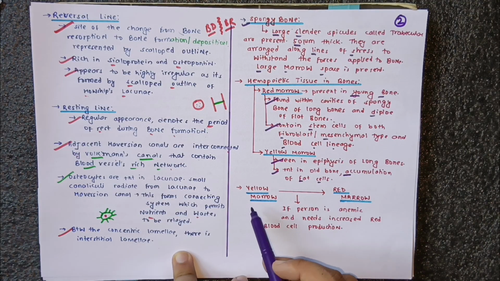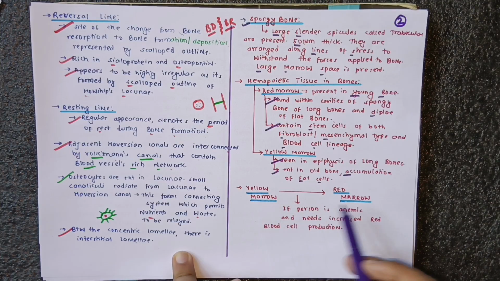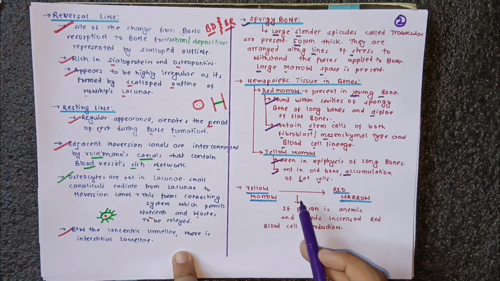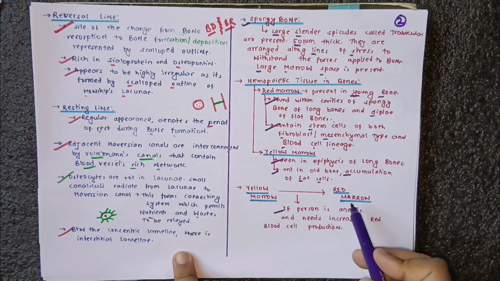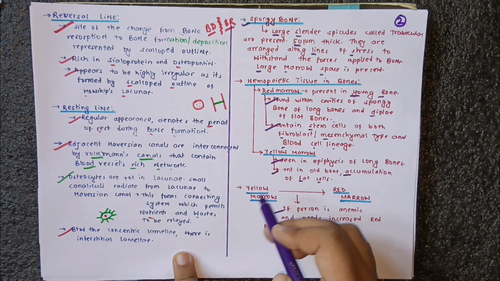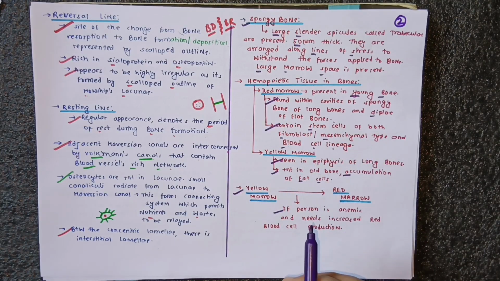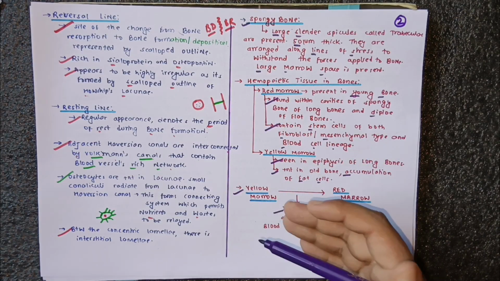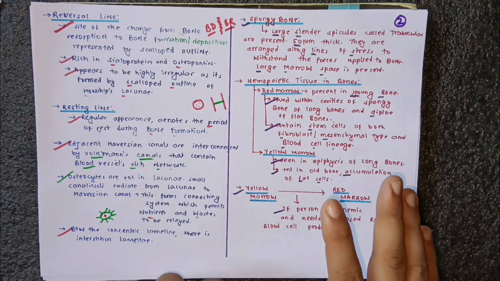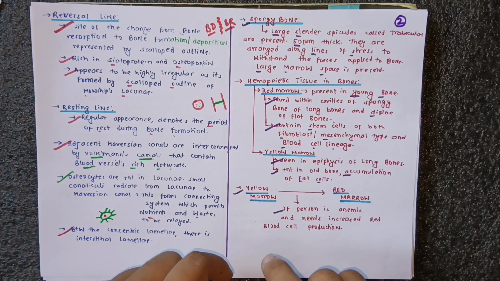Now, another point: this yellow marrow can be changed into the red marrow. If the person is anemic and needs increased red blood cell production, then yellow marrow can be changed into red marrow. It is a sort of adaptation of our body. This is a general thing; I think you have studied it in your general subject of basic science. So now we have completed the histology of the bone.